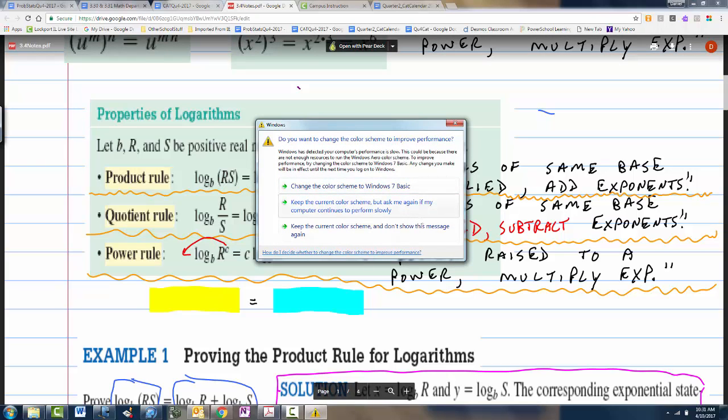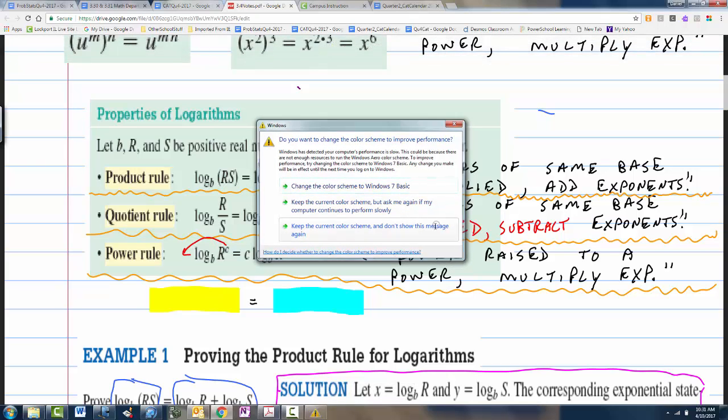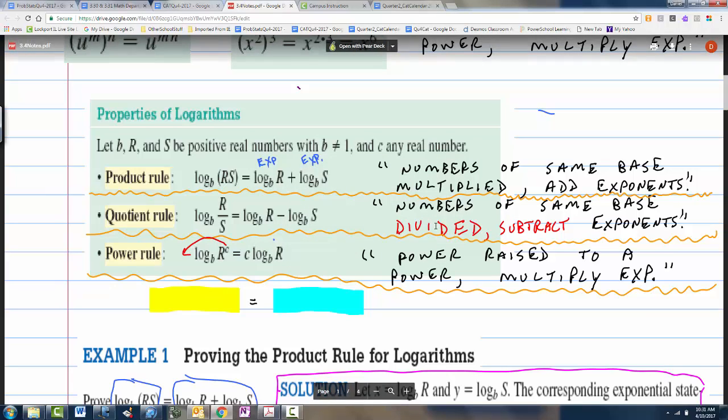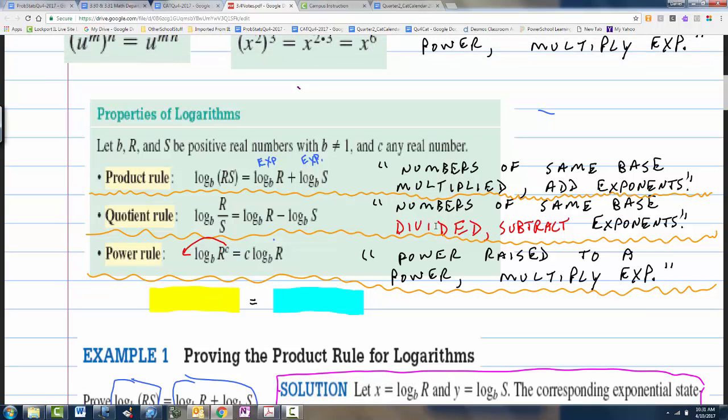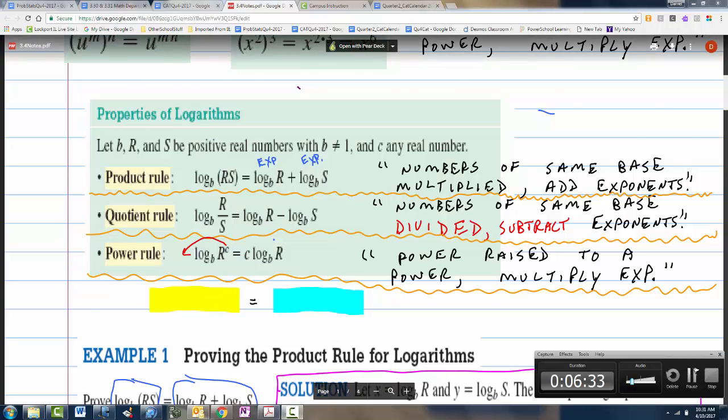Change it. What do I actually type? Don't show this message again. Got it. You all right? All right, so that's what you want to do. You want to use those rules to get it in condensed form. I'll let you write those down if you're a note taker. Pretty much was it.